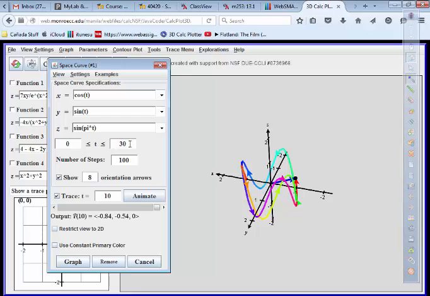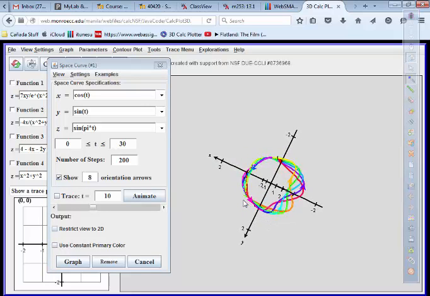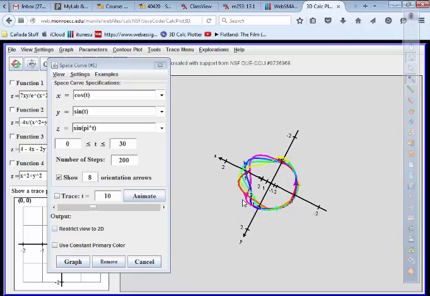30. And we might need to make our steps a little bit larger too. Let's maybe go 200. So if you look at it from the top, it's still that circle, the x and the y. It's still the sine and the cosine.